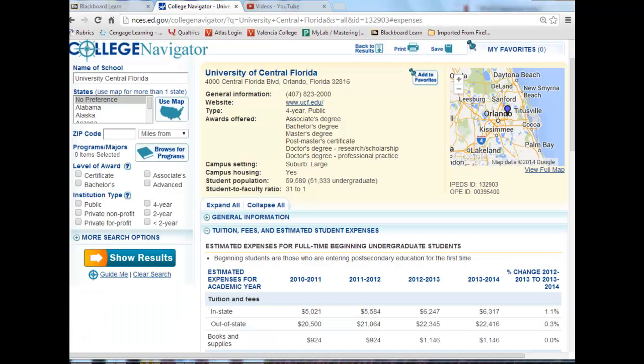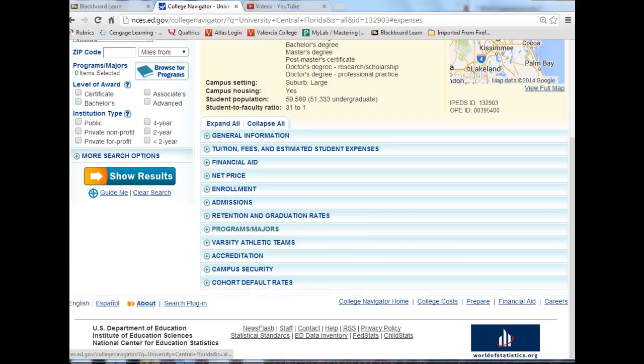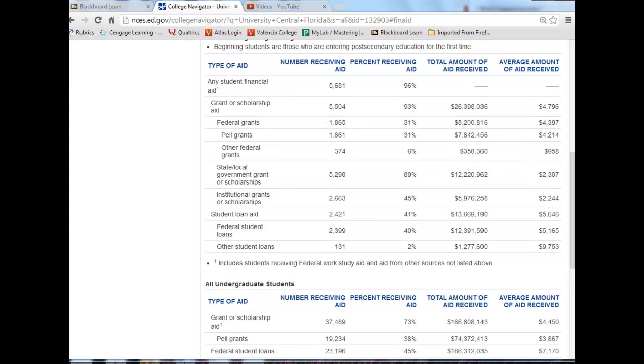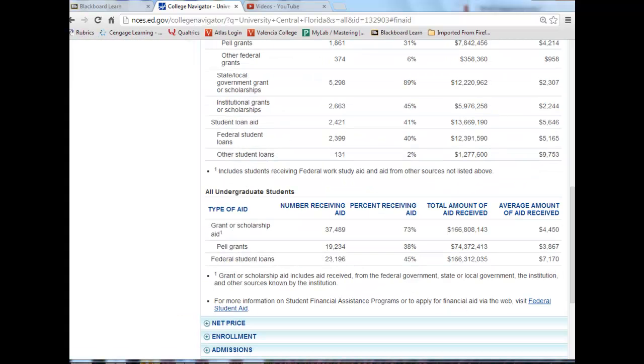So let me show you here for UCF. Right? Let me close tuition and fees, and let me click financial aid. And you notice the first piece of information they give me is undergraduate students' financial aid information, full-time beginning undergraduate students. So what I want you to do is look at all undergraduate students. So down here is all undergraduate students.